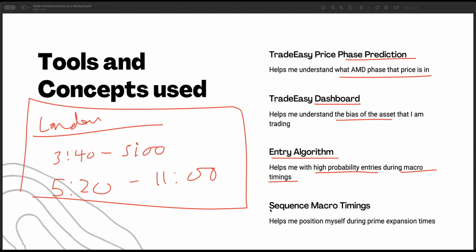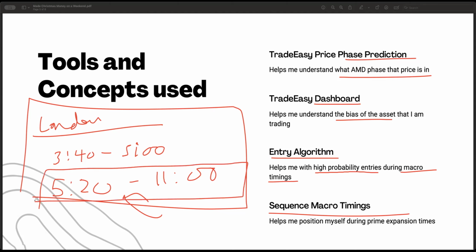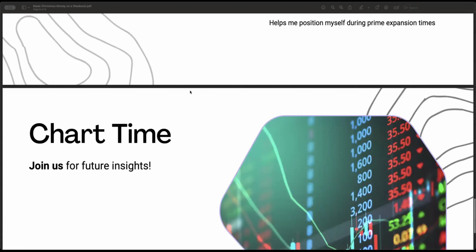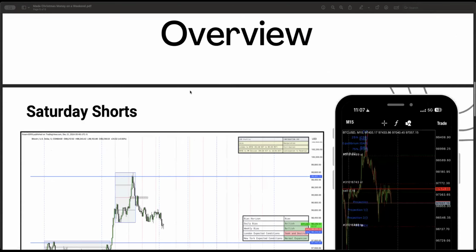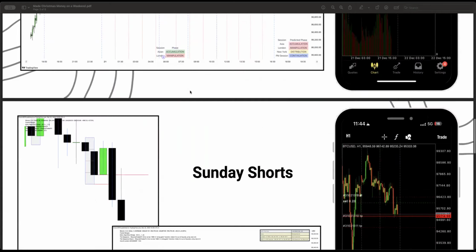Okay, and finally, the sequence macro timings, which is basically this. It helps me position myself during prime expansion times. This being the daily macro, that is where you more or less get the high of day, low of day, or the reaccumulation entry for the day. Okay. So those are the tools and concepts used. So this is how I made money on a Christmas weekend.